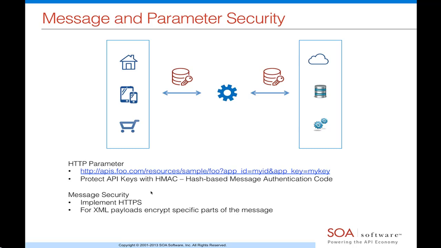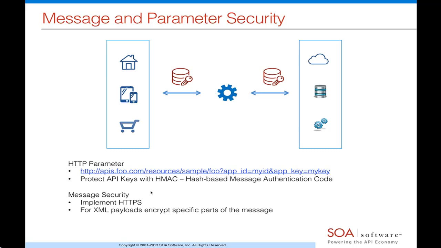So it's not a good practice in general to pass the API key in your HTTP parameter. There are practices where you can obfuscate the key with the use of HMAC, which is hash-based message authentication code, and you can protect your key that way so that nobody will be able to spoof it.